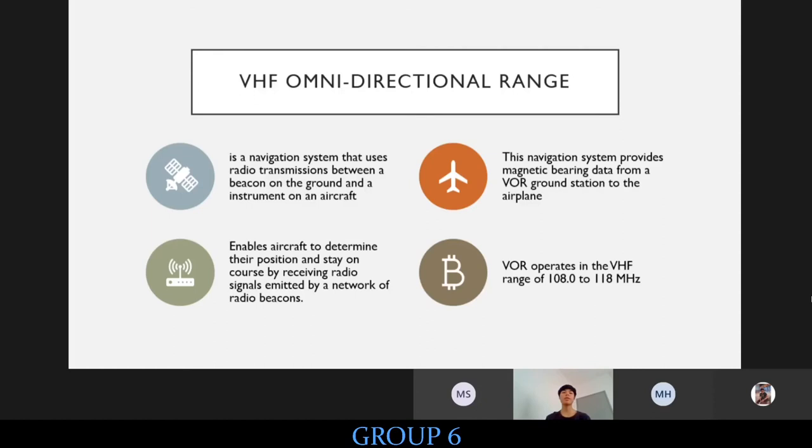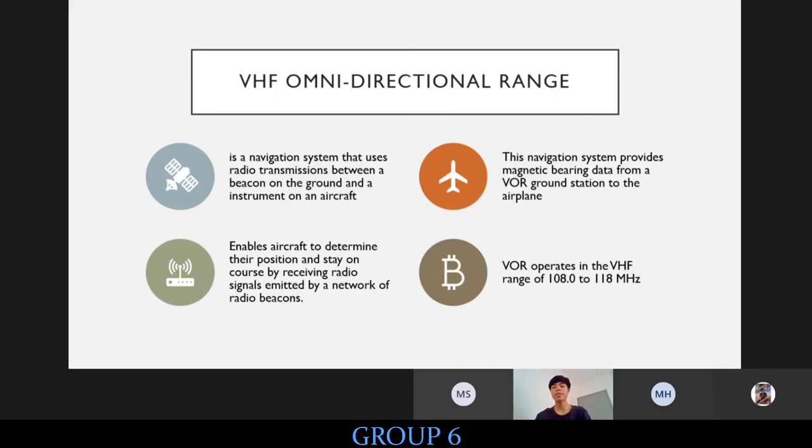Okay. Next is very high frequency omnidirectional range, VOR. VOR is a navigation system that uses radio transmission between a beacon on the ground and an instrument on an aircraft. VOR is a type of short-range radio navigation system for aircraft. The signals are line of sight between transmitter and receiver and are useful for up to 200 miles only.